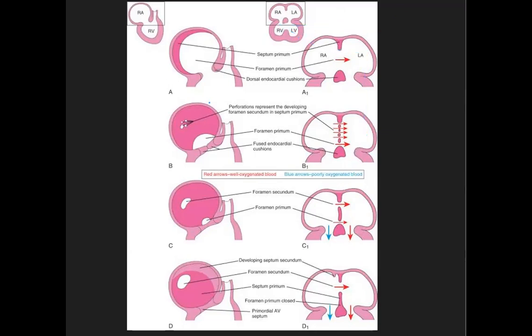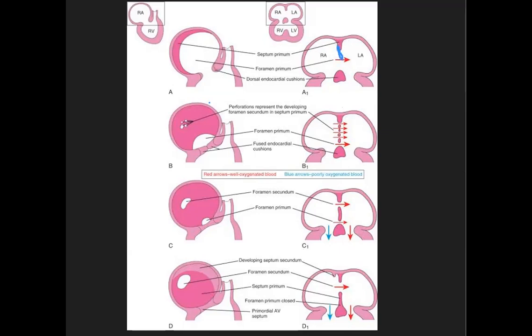Now here, this is a septum primum, and this is another image of the septum primum. This is this section, and then this is this section, so you can understand it. Now, this is the septum primum. The blood can go from the right atrium to the left atrium easily, because there is no septum over here. This is the dorsal endocardial cushion. Now what happens first is this septum primum comes down.